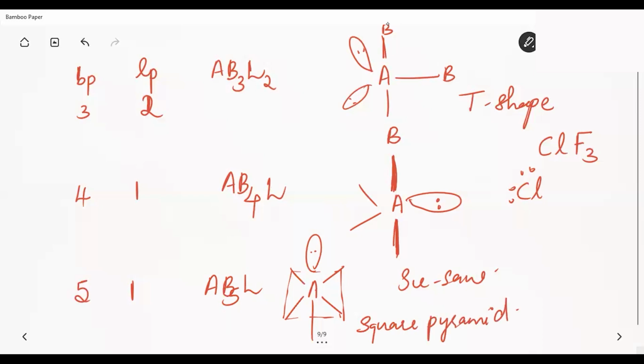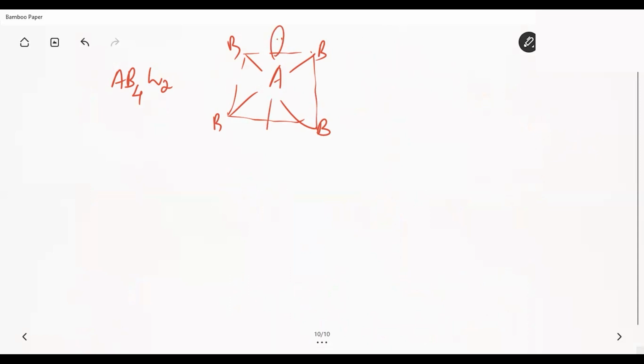This is a square pyramid. There is only one pyramid, right? Then what will happen if there are a total of 6 pairs, that is 5 and 2? 5 and 2 means there is A here, and B, B, B, B only. That is AB4L2: 4 bond pairs like this and 2 lone pairs, right? They sit here and here, so its shape will be square planar.